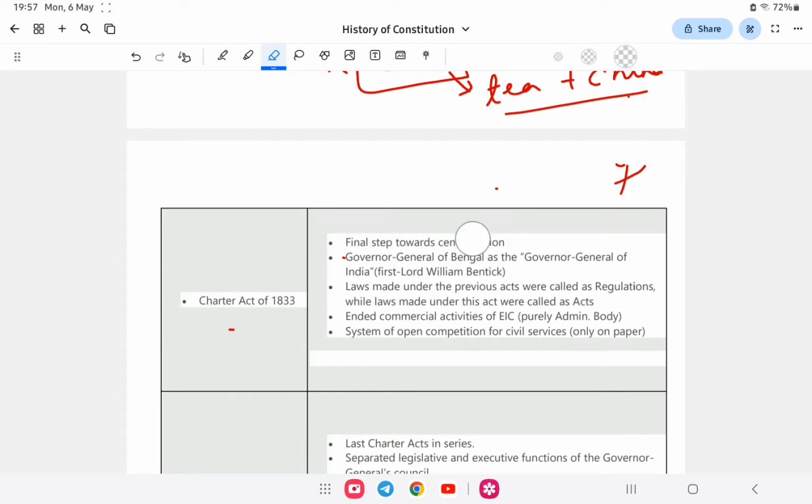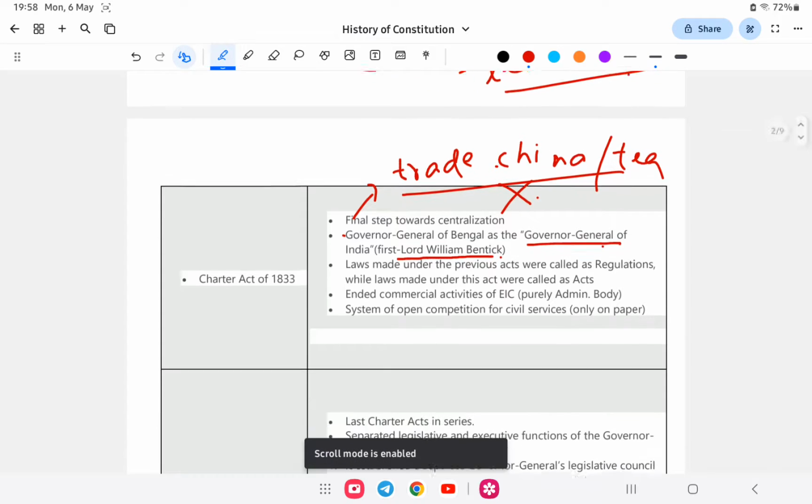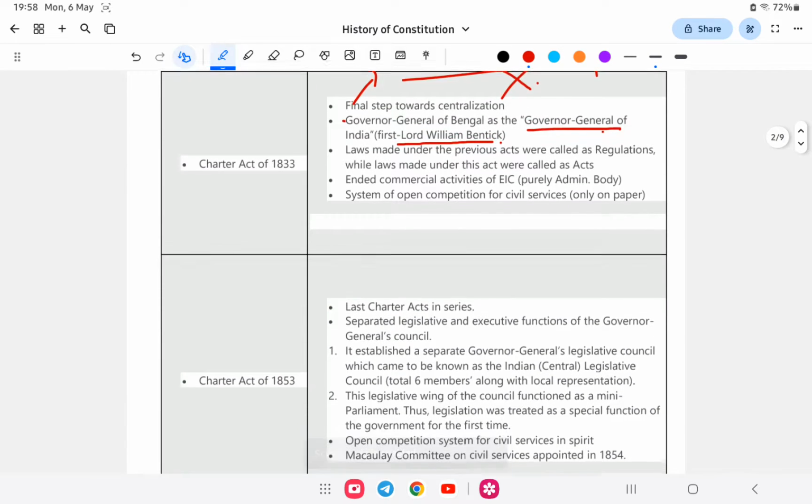So the Charter Act of 1833 is important because the Governor General of Bengal was made the first Governor General of India, and Lord William Bentinck was the first. After 1833, the Company's monopoly on trade with China and on tea was fully ended. So this is the Charter Act of 1833.